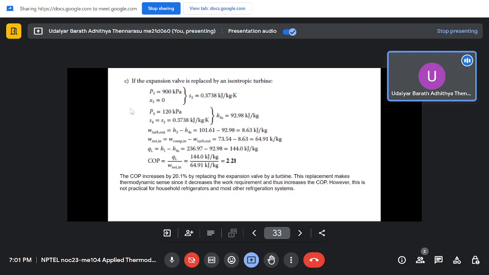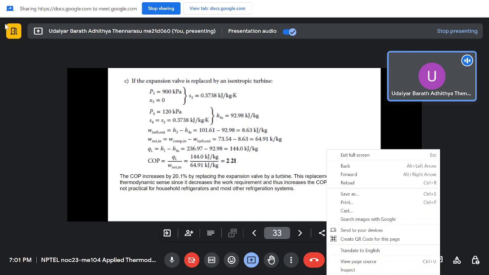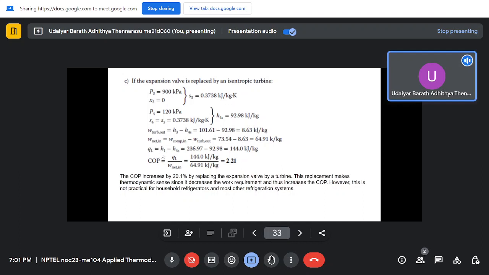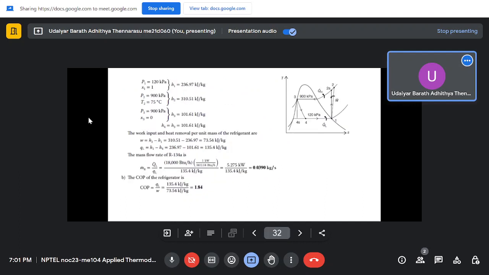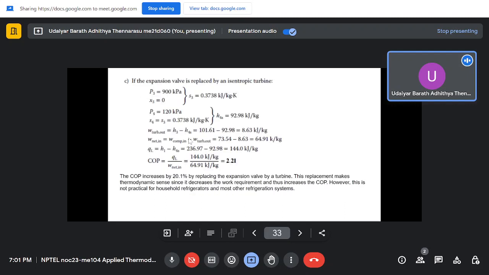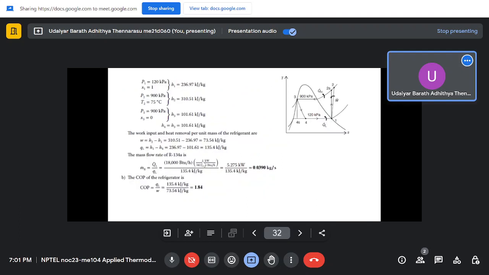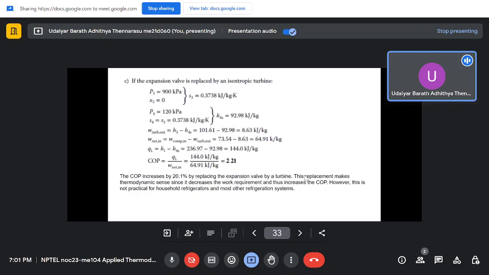So the work generated in the turbine is 8.363 kilojoule per kg. So the net work is 64.91 kilojoule per kg. Similarly, the specific heat absorbed is 144 kilojoule per kg. You see, this is larger than the previous one, and your work done is also lower. So now, COP has increased from 1.84 to 2.21.